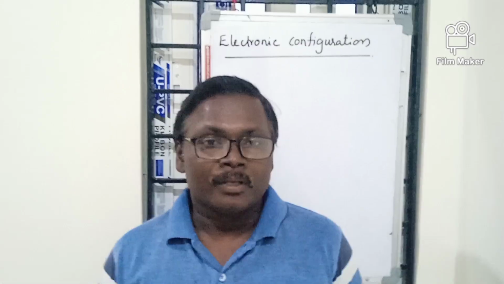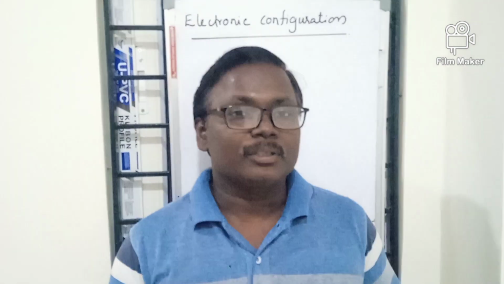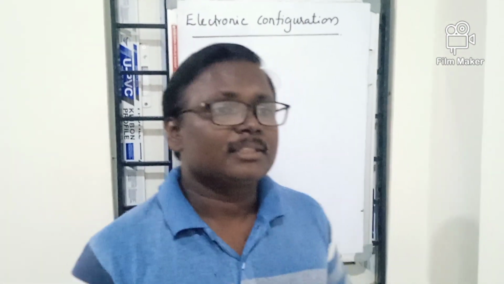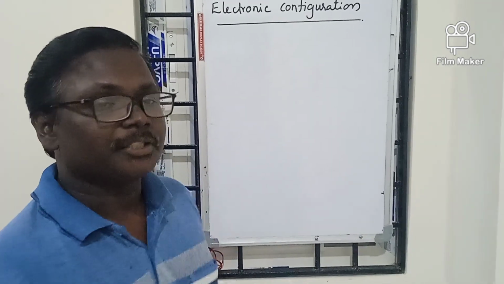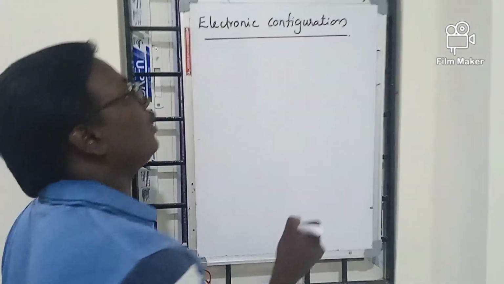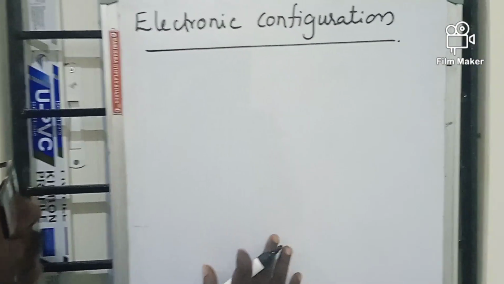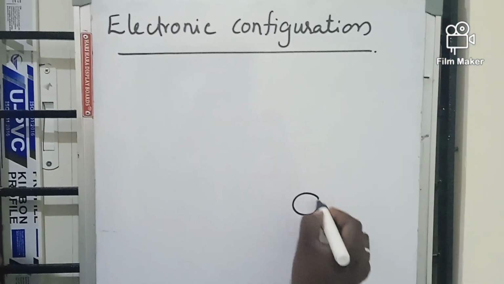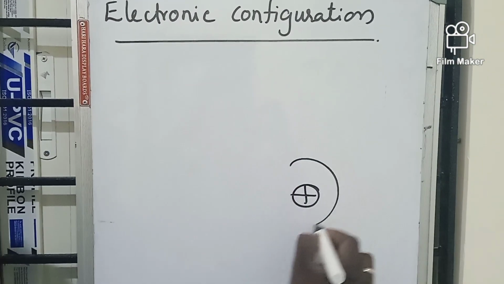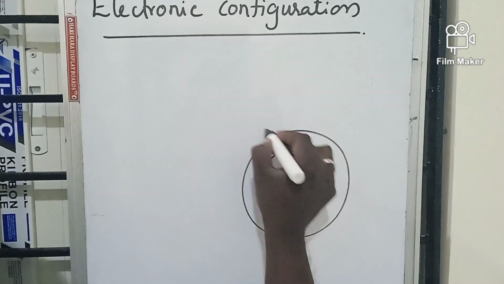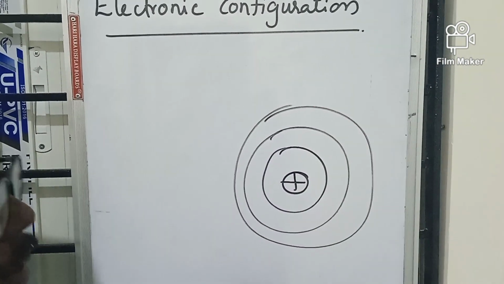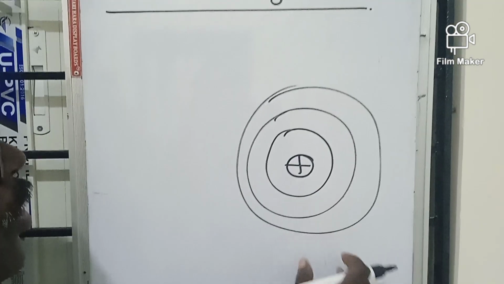Today our topic is about electronic configuration. First of all, what is electronic configuration? Let us see. Electronic configuration means in an atom there are many shells. According to atomic number, there may be shells.